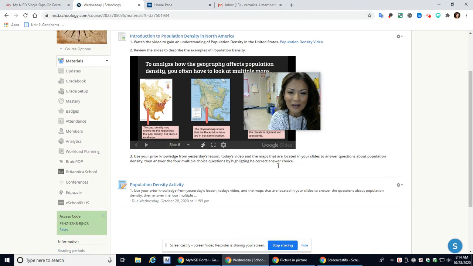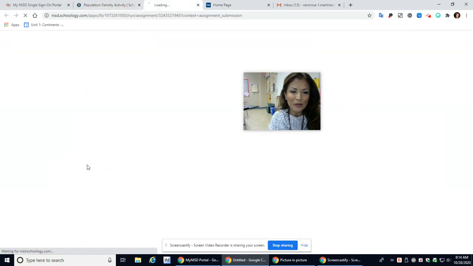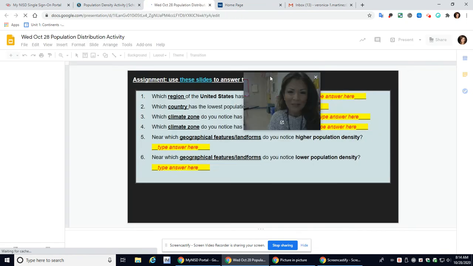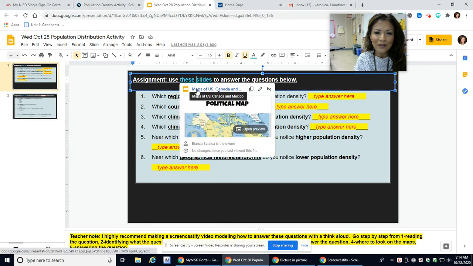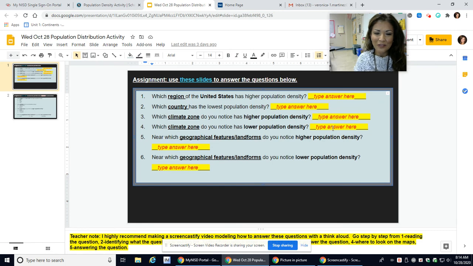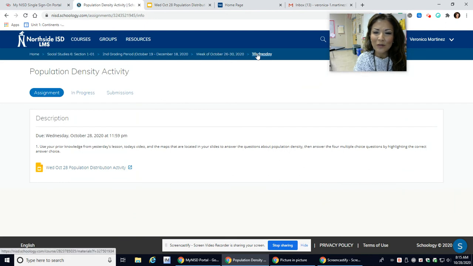When you are done with that, you're going to click on the population density activity. Super easy activity. Basically, you're going to use these slides here. You're going to click on these slides to answer these questions. All right, super easy assignment. You're going to have a multiple choice, and what I want you to do is choose the answer that you think it is by highlighting it. That's all we're working on, my angels. And remember, there is always a video. Always go back to your video.